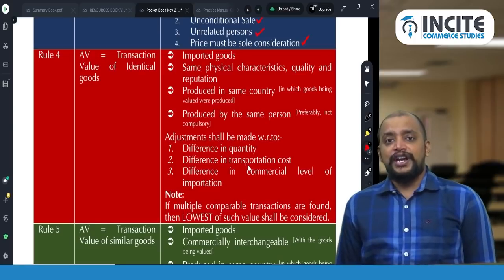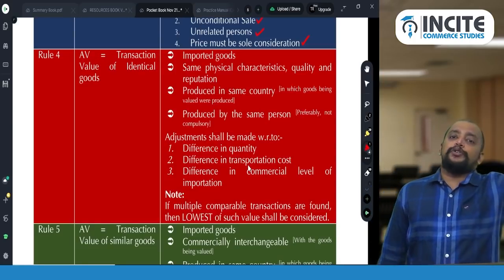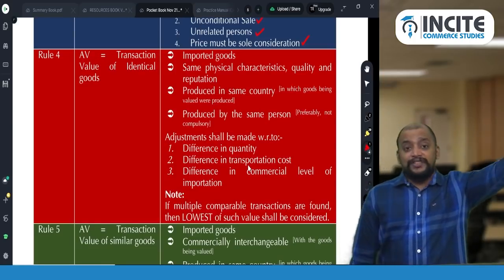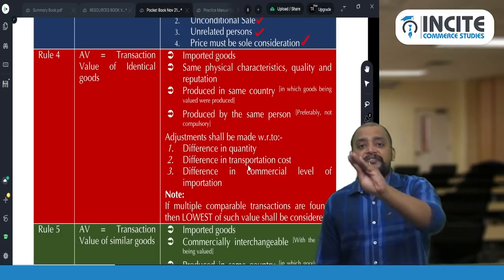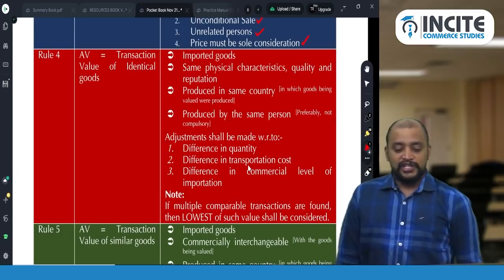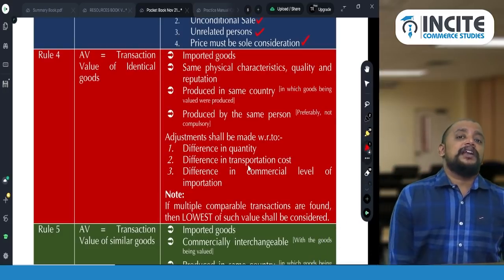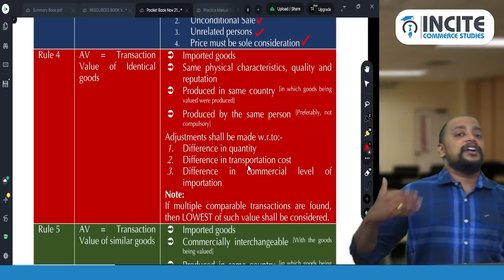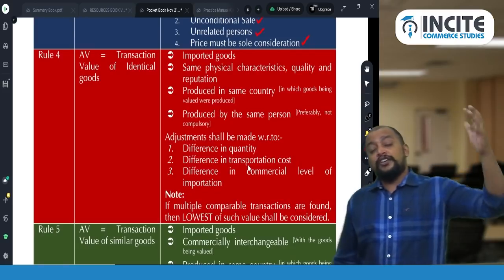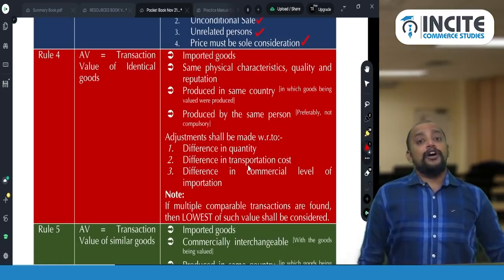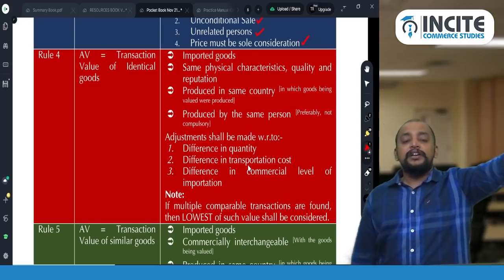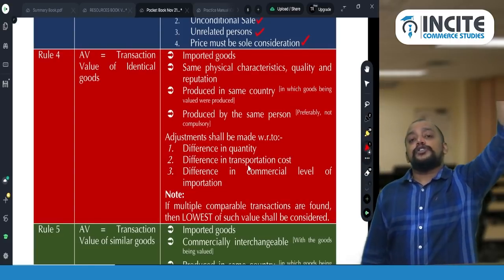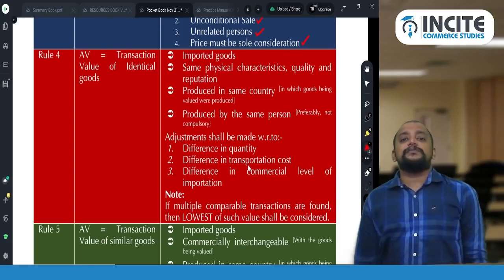And next, difference in the transportation cost. We imported to Chennai port, but the comparable is imported to Mumbai port. So what if they import to Chennai port? Some extra freight will be added. So make that adjustment. And difference in commercial level of importation. We imported from a manufacturer, they imported from a distributor. Now what if they import from a manufacturer? They would have got a better price. So that price will be taken. So that adjustment we need to make.